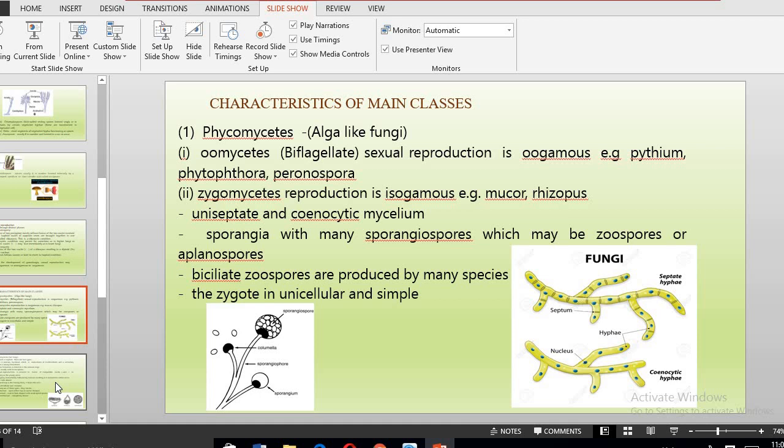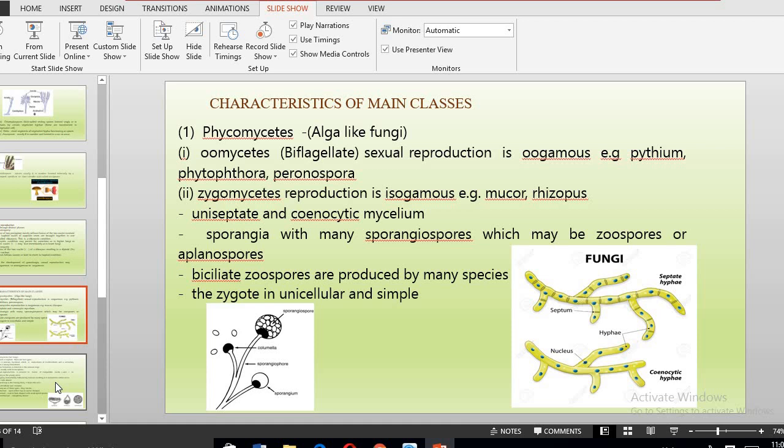Their sexual reproduction is oogamous, and examples are Pythium, Phytophthora, and Peronospora. The second category of Phycomycetes are the zygomycetes, and reproduction in them is isogamous. Here the male and the female gametes are the same, the morphology is the same, and they have a similar shape and size. A good example is Mucor and Rhizopus.